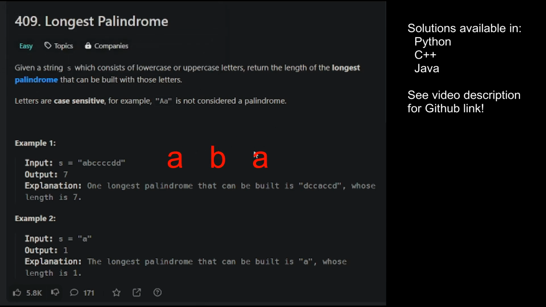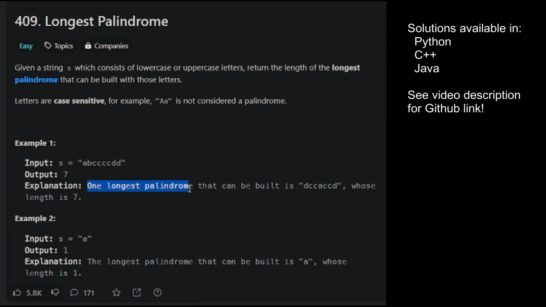So ABA is a palindrome. ABBBA is also a palindrome. Letters are case sensitive. For instance, a small letter a and a capital letter A is not considered a palindrome. Example 1. Input S equals ABCCCCDD. The output is 7.